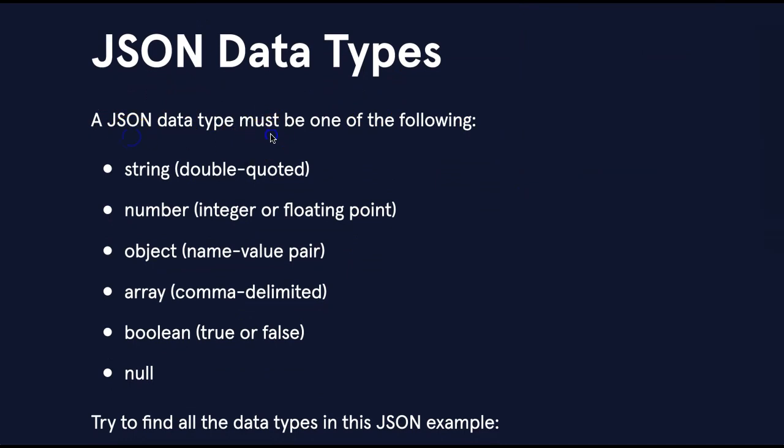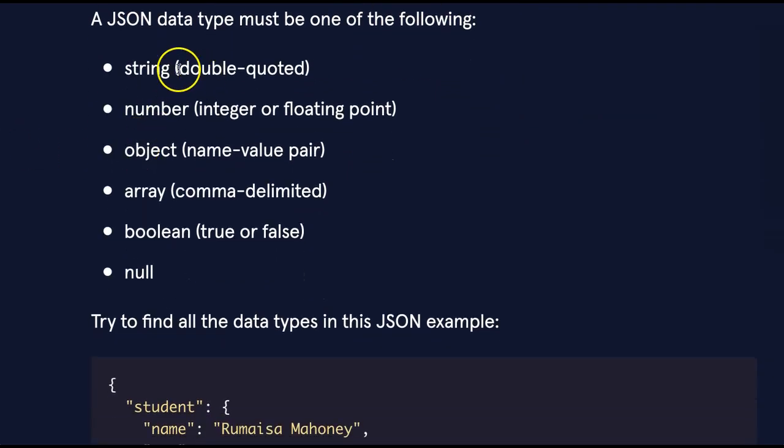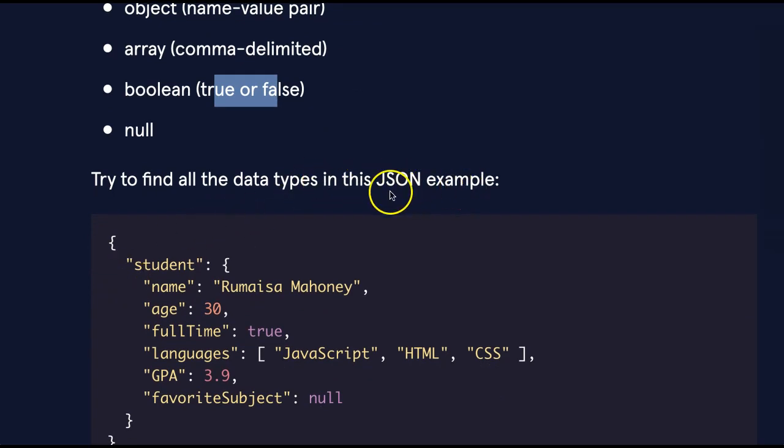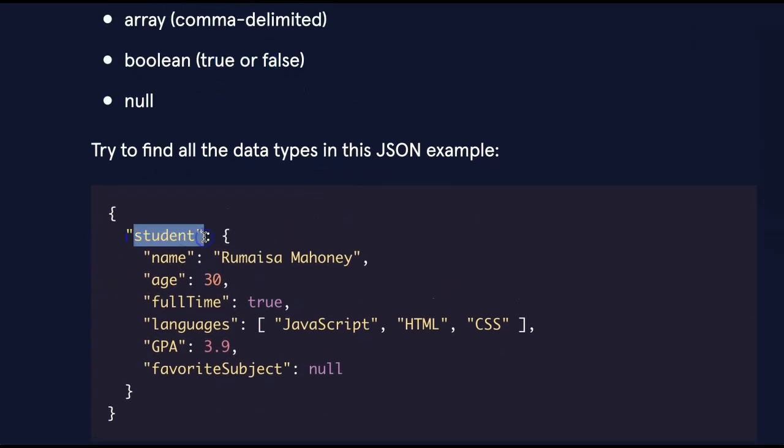JSON data types. A JSON data type must be one of the following: a string, double-quoted; number, integer or floating point; object, name-value pair; array, comma-delimited; boolean, true or false; and null. Try to find all the data types in this JSON example. So we got student, and it has name, which looks like a string, age, looks like a number, like an integer, full-time is a boolean, true, languages is an array, GPA, number again, floating point, favorite subject, null. That was all the data types there.